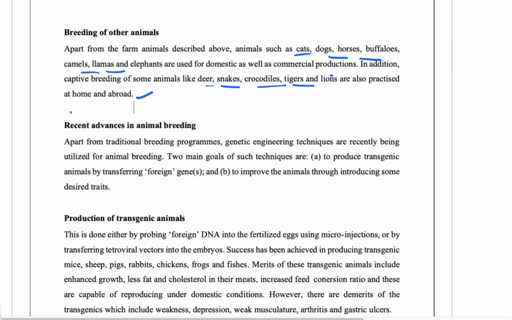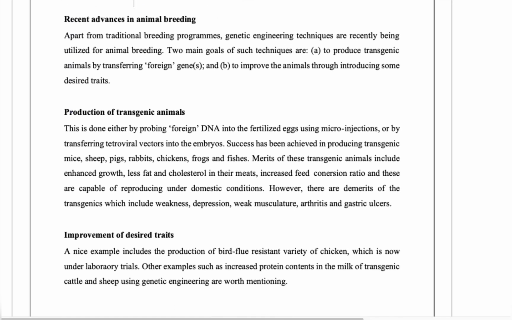Now a recent advancement in animal breeding is the establishment of breeding programs which are genetically based. Basically genetic engineering is being utilized for animal breeding. So there are two main goals of such techniques. First is to produce transgenic animals by transferring foreign genes, and second is to improve the animal by introducing some desired trait. So first you are going to introduce some kind of gene in the animal, making it a transgenic animal. We are going to discuss it in coming lectures, and then you are going to improve the animal in some way, right, with the desired character.